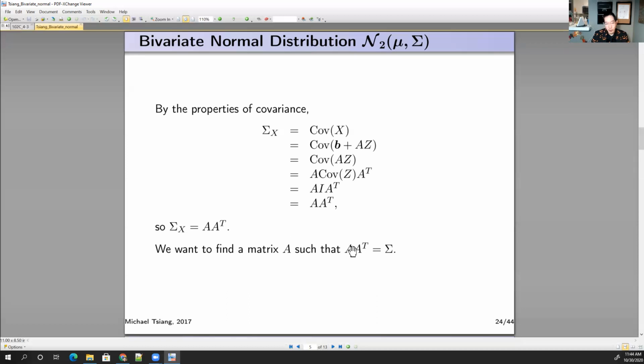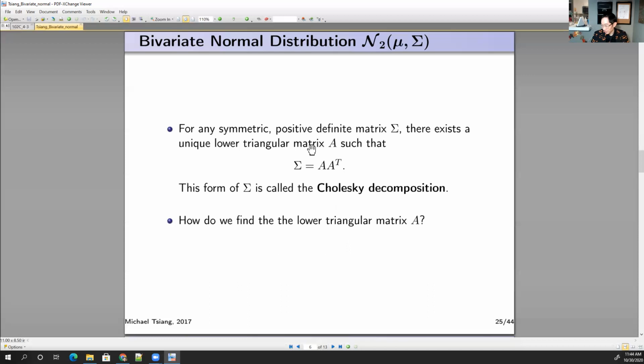All right, so does this look familiar? A transpose equals a matrix? We can do that, and we can find a matrix A, and then we call that the Cholesky decomposition, right? For any symmetric positive definite matrix sigma, you can find a lower triangular matrix A so that this statement is true: sigma is equal to A A transpose. And when you do that, that's called the Cholesky decomposition.